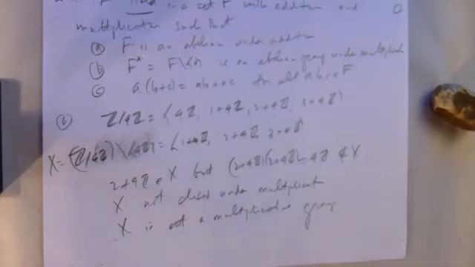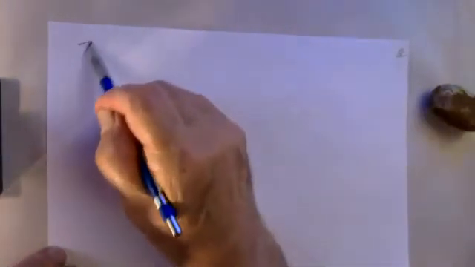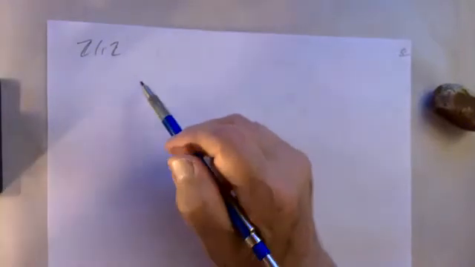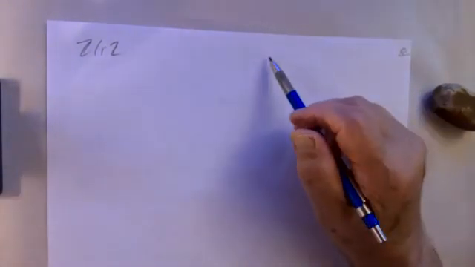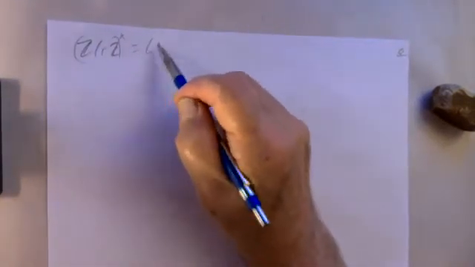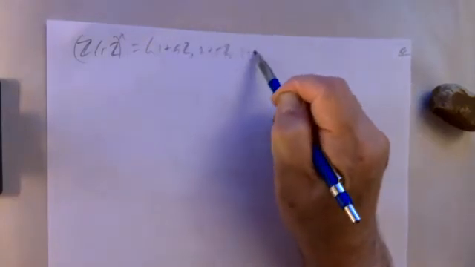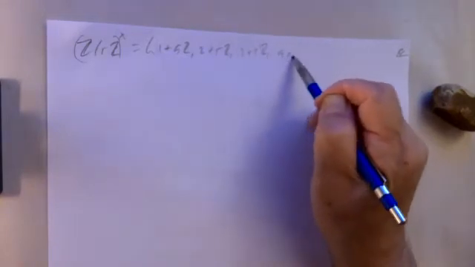Any questions about that? Okay, what about Z mod 5Z? So this is a field. What is Z mod 5Z star? This consists of the congruence classes 1 plus 5Z, 2 plus 5Z, 3 plus 5Z, 4 plus 5Z.